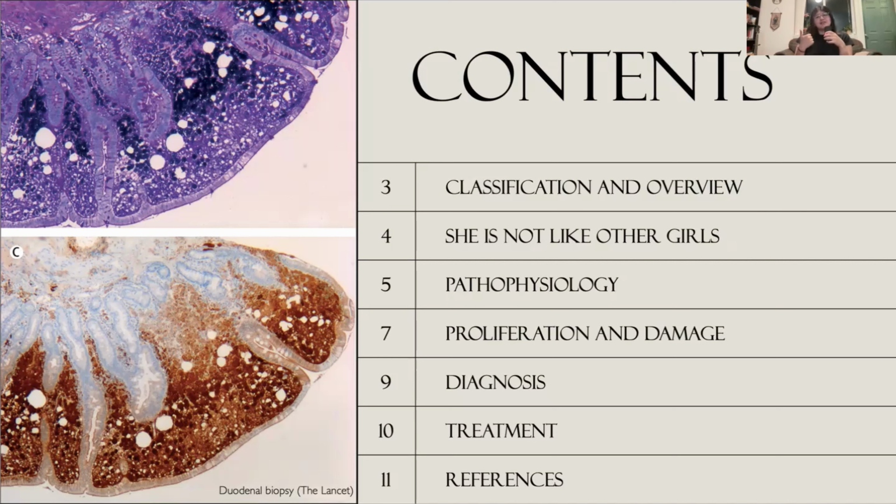Anyway, here's the contents. We're going to go over the classification overview, how she's not like other girls, she's a little different, she's a little groovy. The pathophysiology, proliferation and damage, diagnosis, treatment, and then I'll just show you my references really quickly.